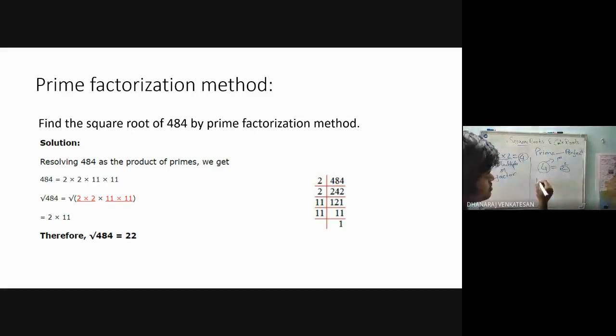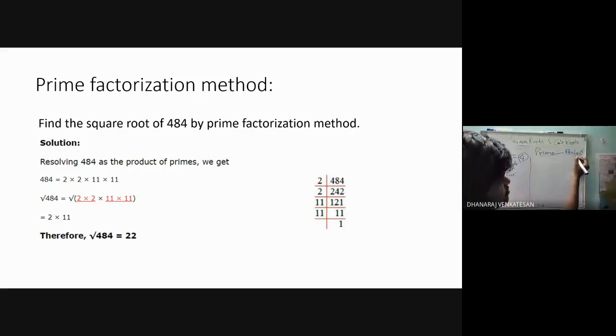Likewise, 25 will have 5 squared. This 25 is called a perfect square. The number which has a factor squared is known as a perfect square. Factors means these multiples. In the name itself it is given as prime factorization method: prime means the number will be a prime number, and factor means these multiples. The method we are solving is known as prime factorization method. That's it.